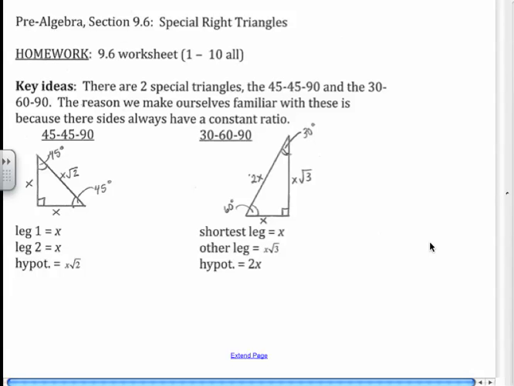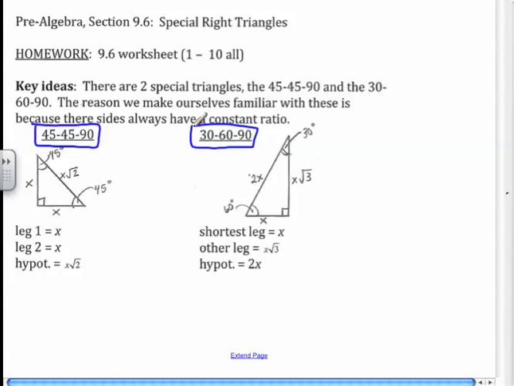Okay, folks, special right triangles. We've been talking about Pythagoras and the right triangle and the Pythagorean theorem and all that good stuff. But there are two very special triangles that we need to talk about, and they have names. The first one is named the 45-45-90 triangle, and the next right triangle that's special is the 30-60-90. You're going to see these a million times in trig.